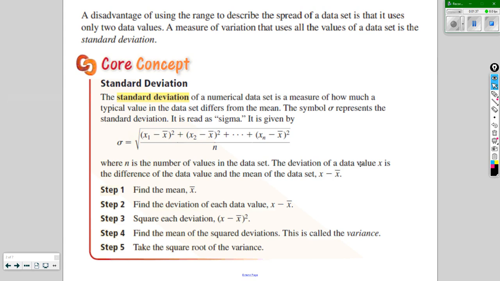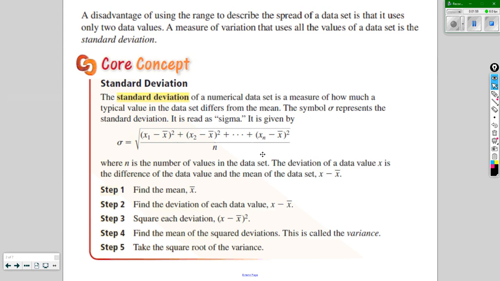Okay, the deviation of the data value x is the difference between the data value and the mean in the data set. So you can see we're finding the difference, we're squaring that, and then we're adding it to the difference between another data value and the mean, and squaring that, and so on.